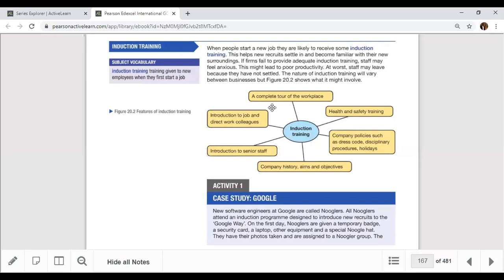So you can see induction training will give you health and safety training. There are fire drills. In case of fire, what you have to do. In case of an earthquake, what you have to do. In case of something like a tsunami, or what kind of things. Health and safety training is important.